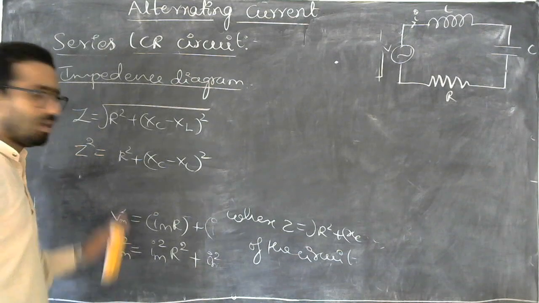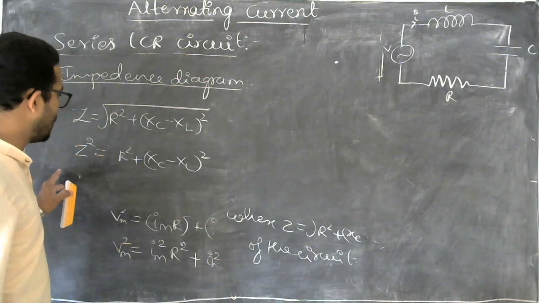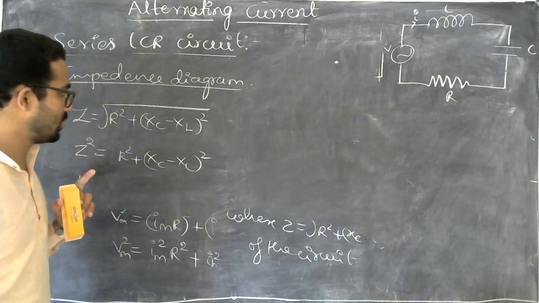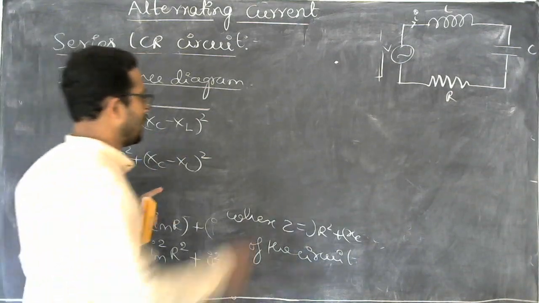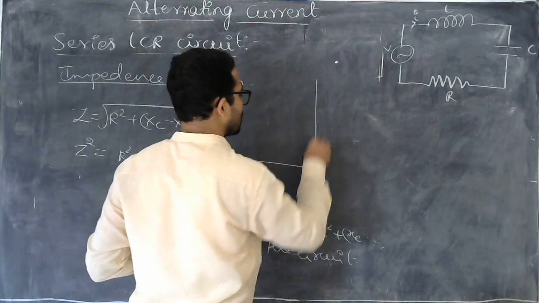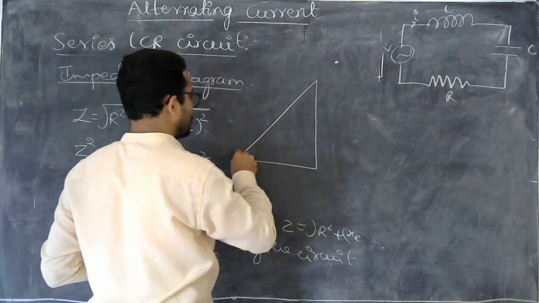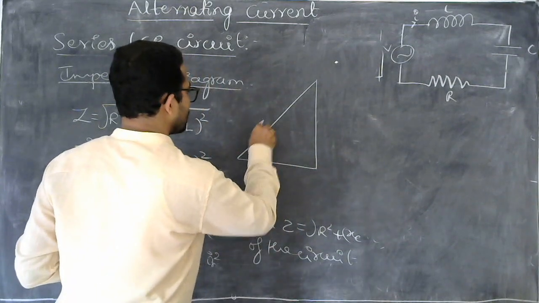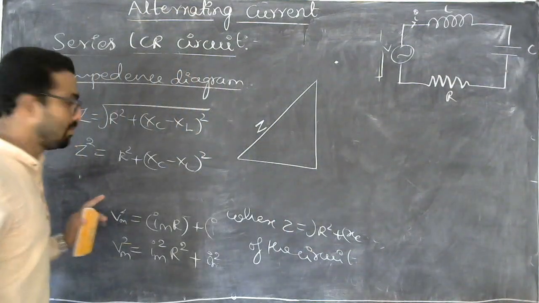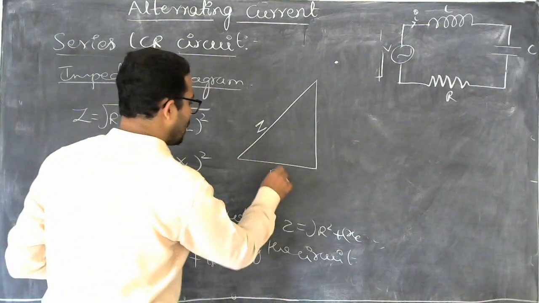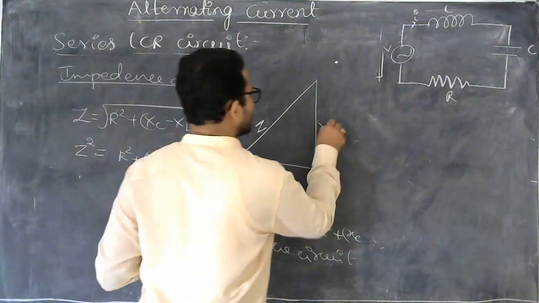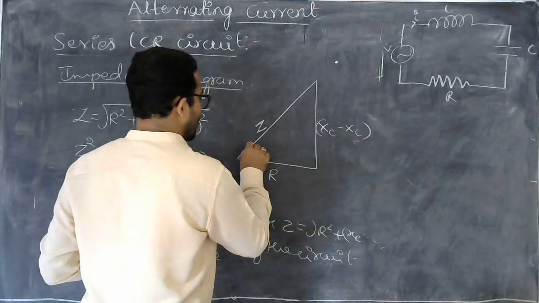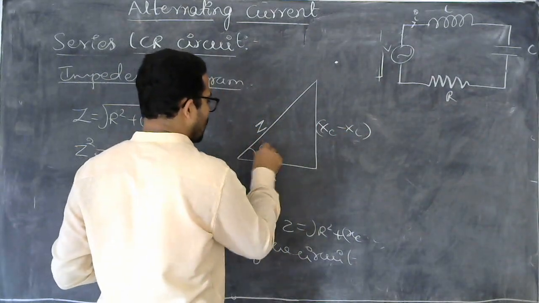See here, this looks like we have applied the Pythagoras theorem. That's why we can take a right angle triangle. So this is the Z, Z is the hypotenuse side. One side is R, another side is Xc minus Xl. Let us write the phase angle. Here it is.